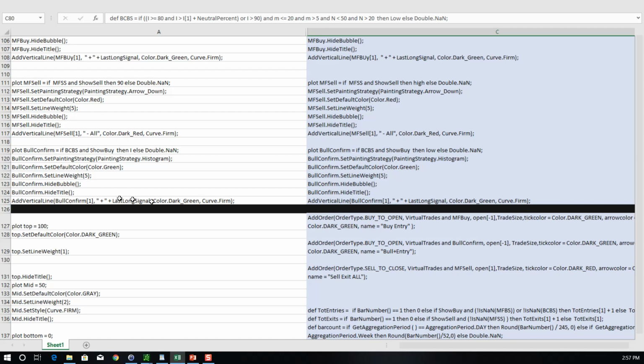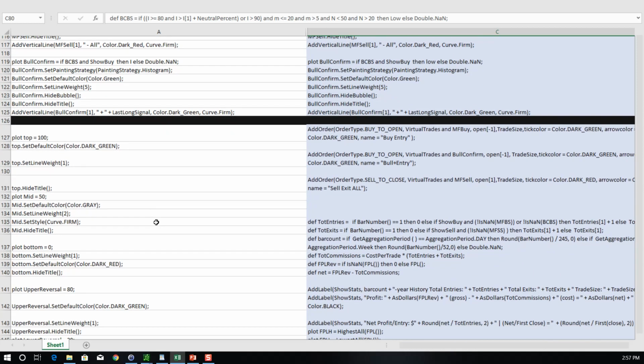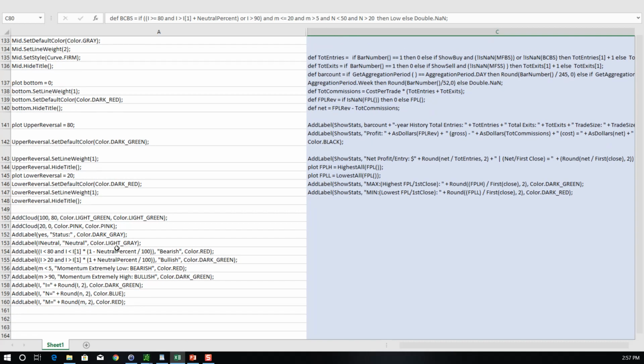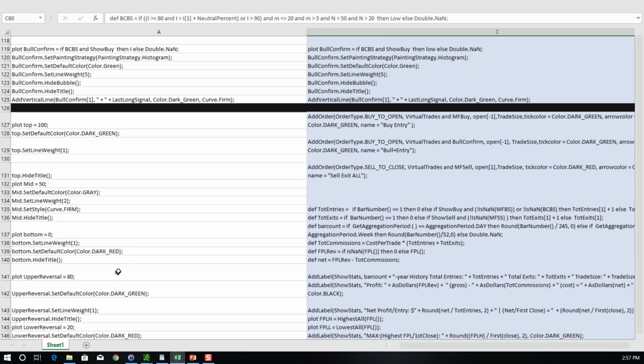And then basically this black bar across here indicates where things become completely dissimilar. On the initial study, we were setting up some clouds to color in the upper reversal zone and the lower reversal zone, and we also had some labels to tell us what the conditions were in the market. But in the strategy over on the right-hand side of your screen, we're going to start putting in buy and sell orders. So first of all, we're going to use this add order command.